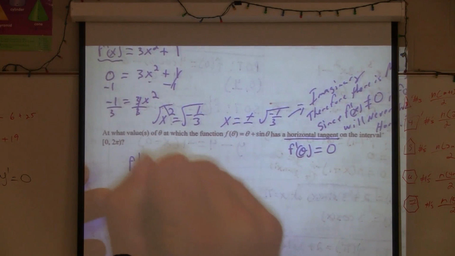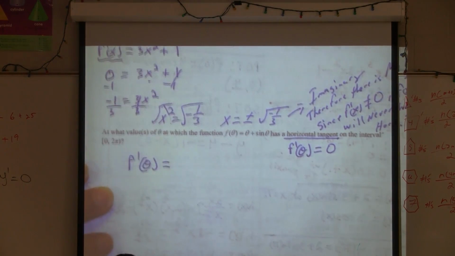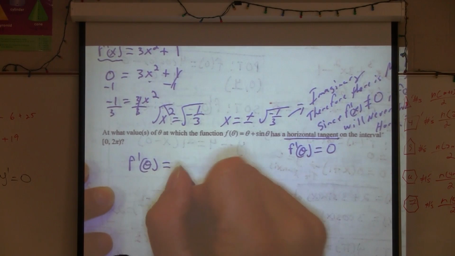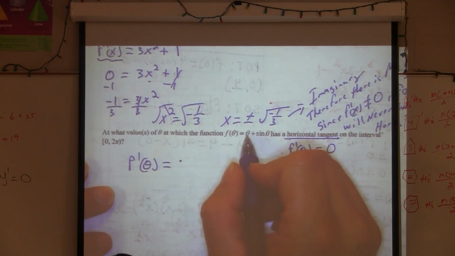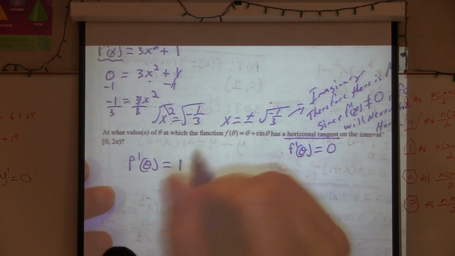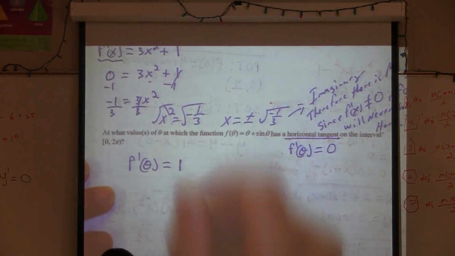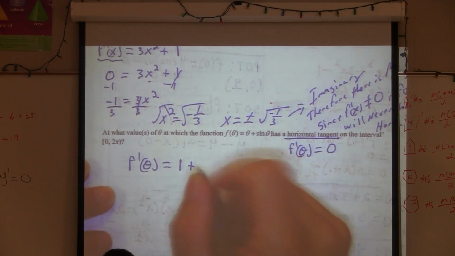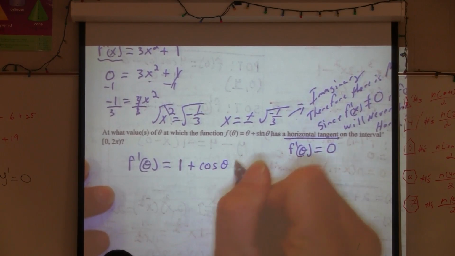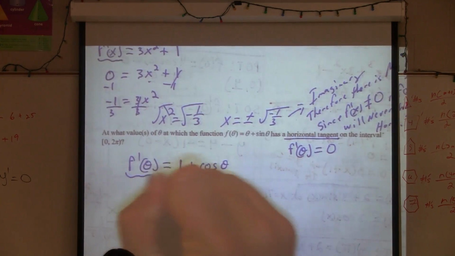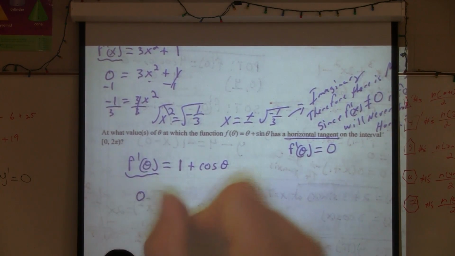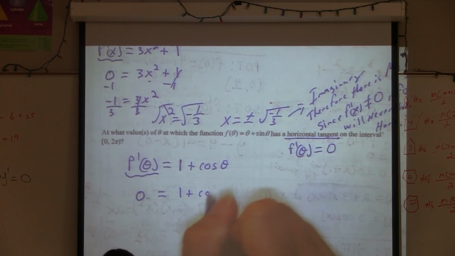What's f prime of theta? What's the derivative of theta? 0? Is theta a variable? 1, right? It's like x. Derivative of x is 1. Plus the derivative of sine? Cosine. Oh, that was easy. Okay. And now we need to replace this with what? 0, because we want to find out where this derivative is equal to 0.